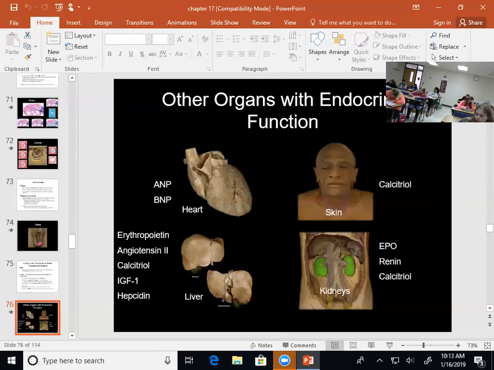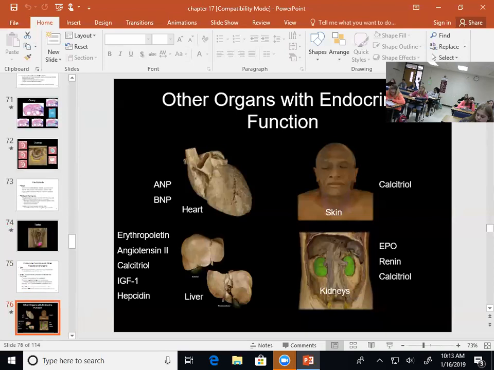And if blood oxygen levels start to drop, that's okay. Because what will the kidneys do? Release erythropoietin. And what will happen to your red blood cell count? Right, it will go up. And what will happen to your oxygen levels? Right. And that's a perfect classic negative feedback.